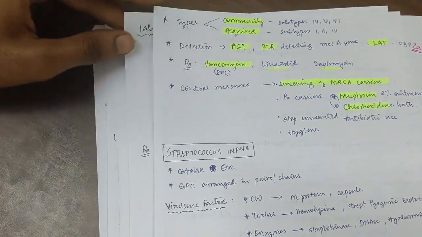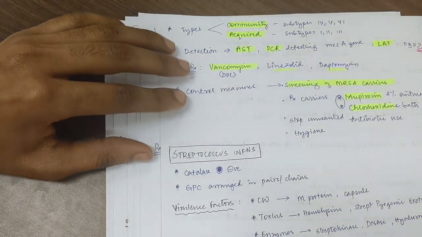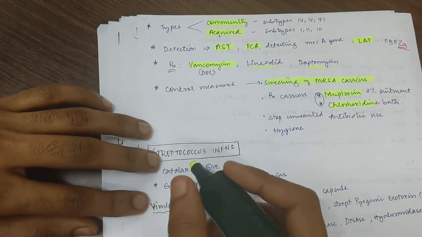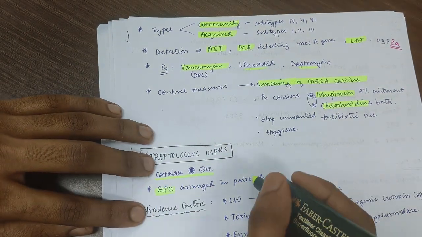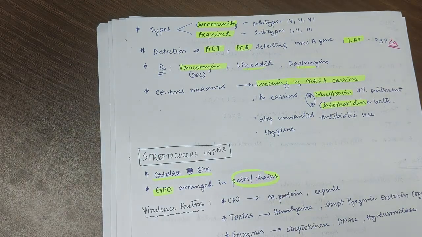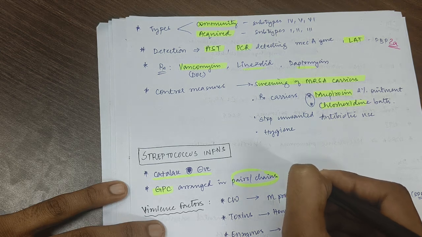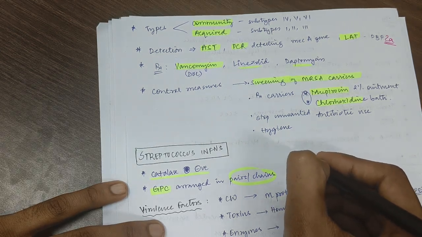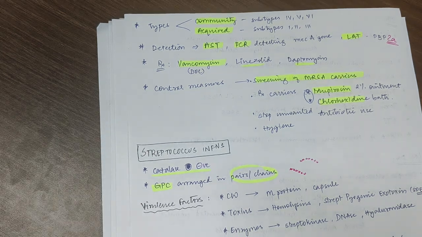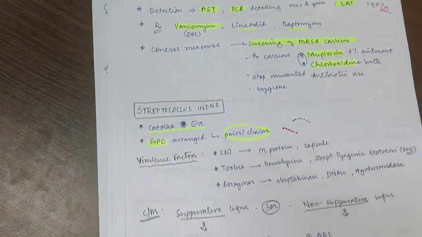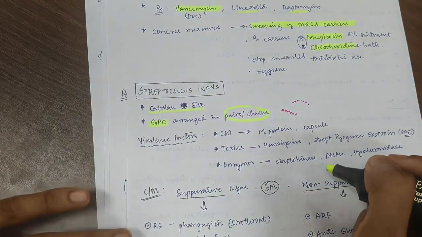Coming to the streptococcal infections. So what are the streptococcal infections which you are going to see? Catalase negative, gram positive cocci which are arranged in pairs or chains, they are arranged in chains like this in a line. Then virulence factors in the cell wall, you're going to see the M protein and capsule.